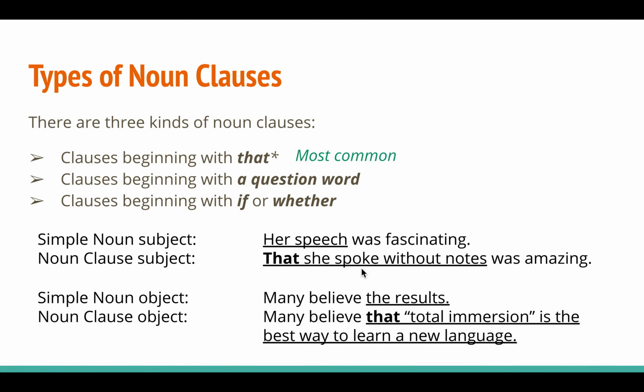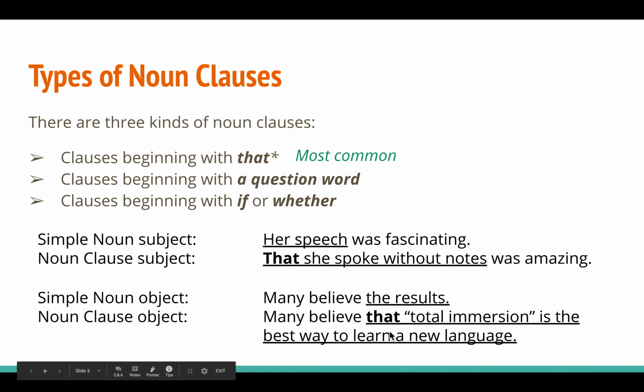Here's another example. Many believe the results. Here the results is the object. It is a noun, but it's not a noun clause. Do you know why? It's not a noun clause because there's a noun, but there's no verb, right? So remember that a clause has to have a subject and a verb.